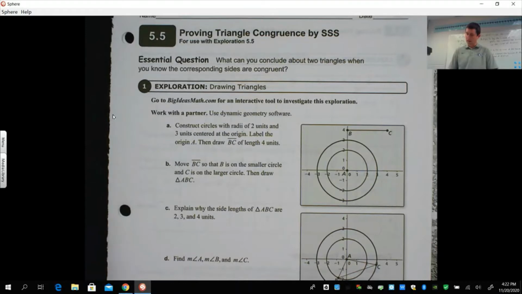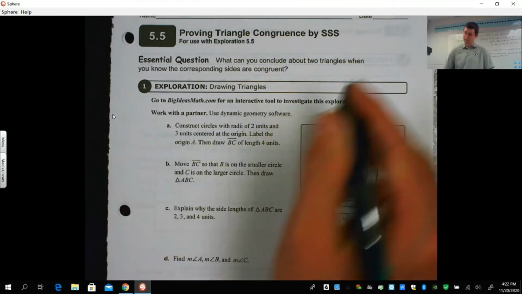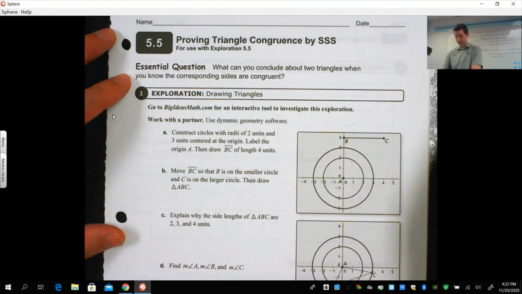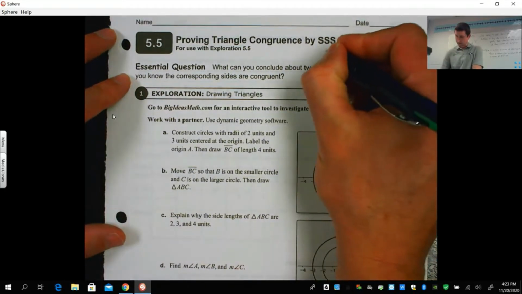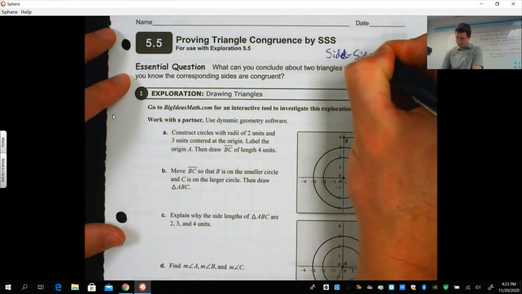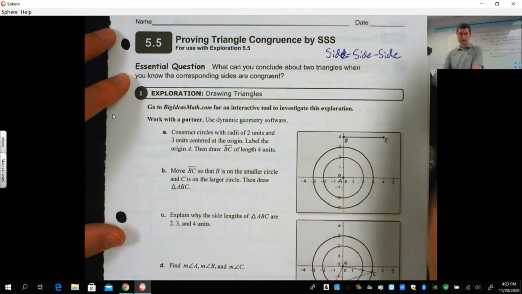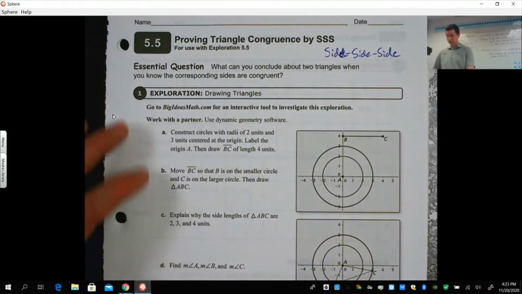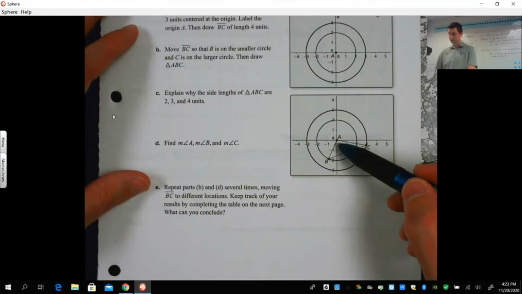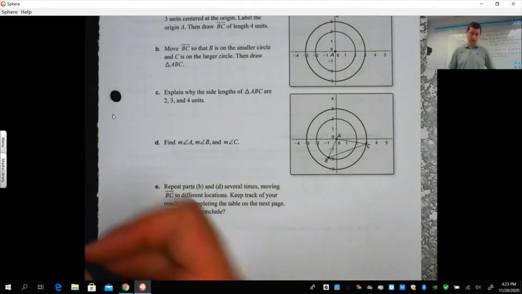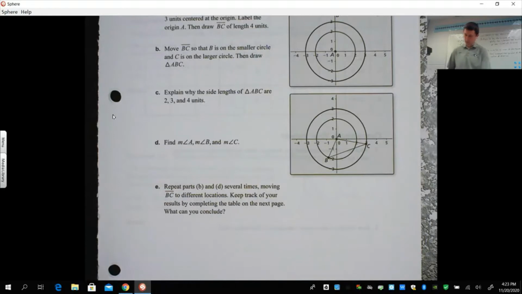We have another triangle congruence theorem here, the SSS. Sounds like a Navy ship or something like that. But SSS is going to stand for side, side, side. If two triangles have congruent corresponding sides, then the triangles are the same shape and same size, called congruence. So that's what the side, side, side is going to be.